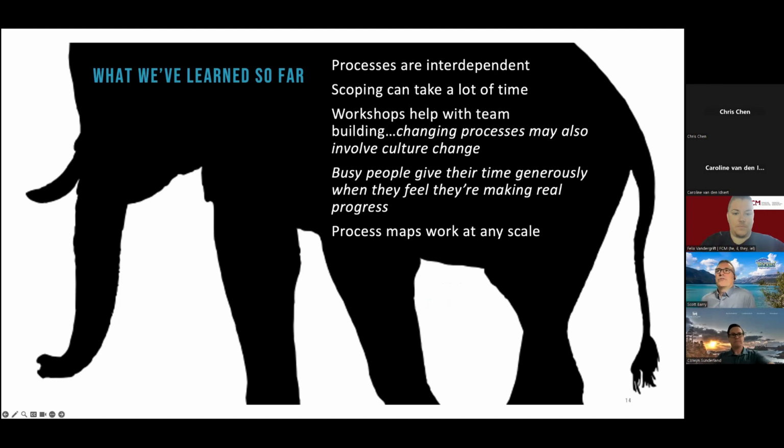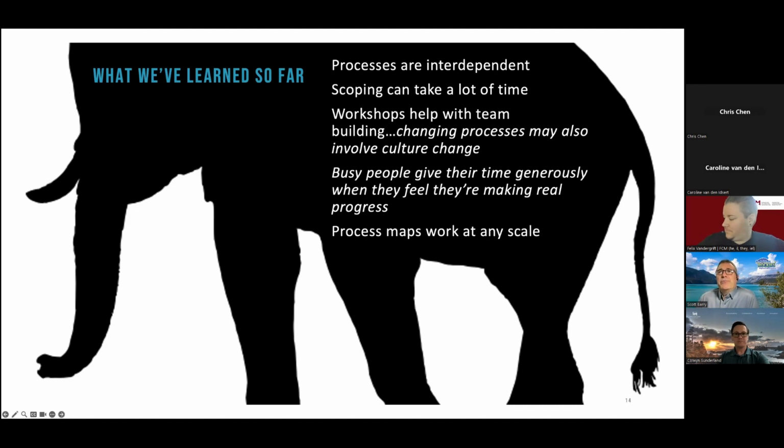And what have we learned so far? Well, processes are interdependent. Scoping can take a lot of time. It can be quite time consuming, especially if it's a challenging topic or issue, but it's also an opportunity. And to use an old cliche, it's some short-term pain for long-term gain. You get the long-term benefits from the process. We've learned that workshops help with team building. Changing processes may also involve culture change.